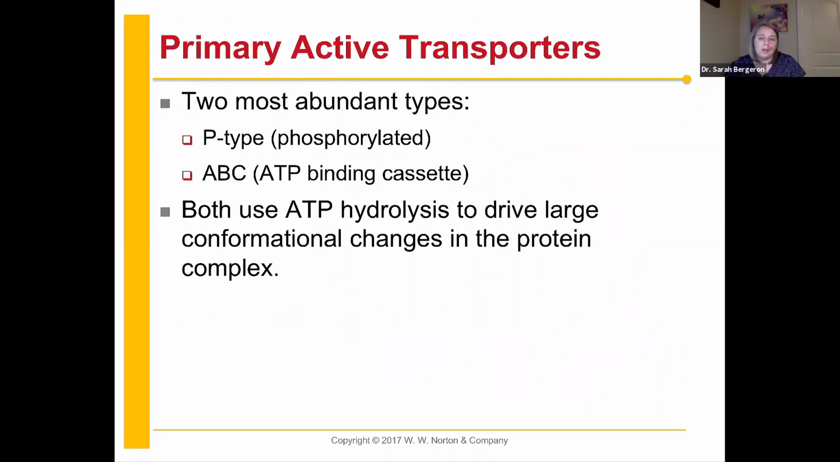Okay, so let's talk in more detail about primary active transporters. There are 2 abundant types, and we're going to talk about each one. One is the P type, which is the phosphorylated type, and then the second one is an ABC transporter. ABC stands for ATP-binding cassette. They both use ATP hydrolysis to drive super big conformational changes in our protein complex. And these are really very important, and these are also targets of drug therapies. There are drugs that inhibit these kinds of transporters that we can use.